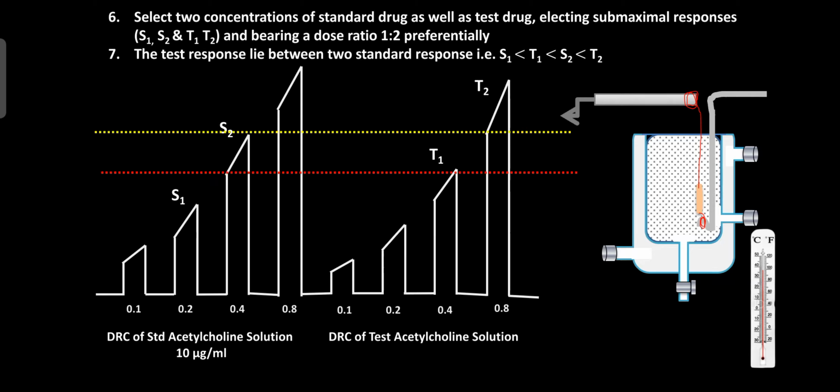So here from the graph it clearly indicates that the height of the response of S1 is smaller than T1 and T1 is smaller than S2, then S2 smaller than T2. And we consider S1 that is 0.2 ml of response and S2 0.4. That is 0.4 divided by 0.2 is 2. That is a 1:2. Similarly, the same is applicable to the test, that is T2 is 0.8 and T1 is 0.4, that is 0.8 divided by 0.4, it is a 2.